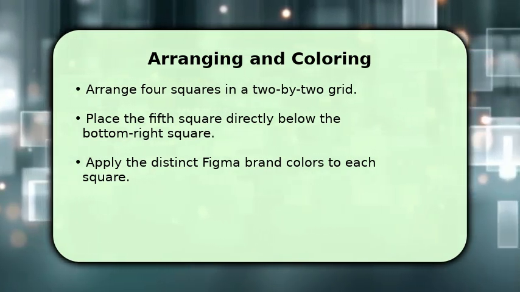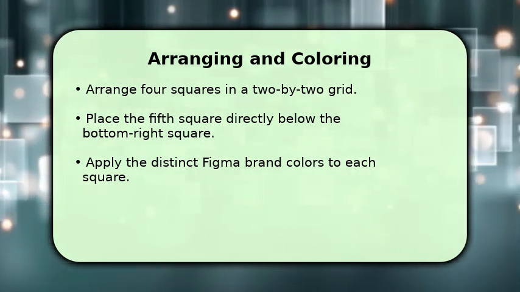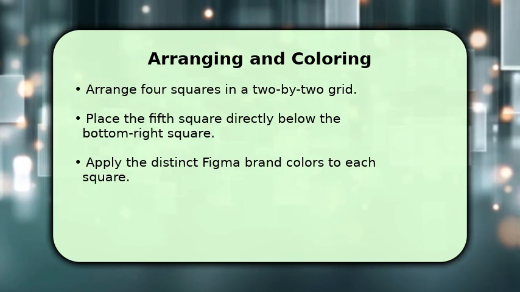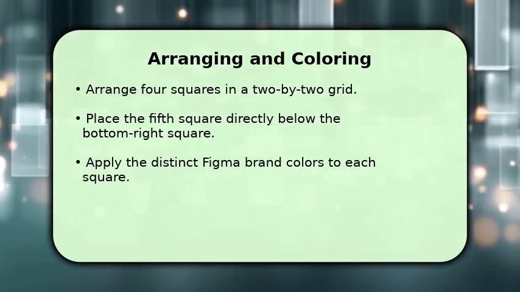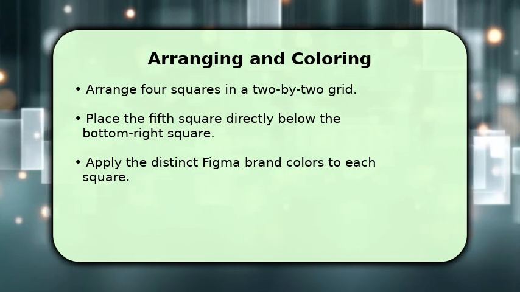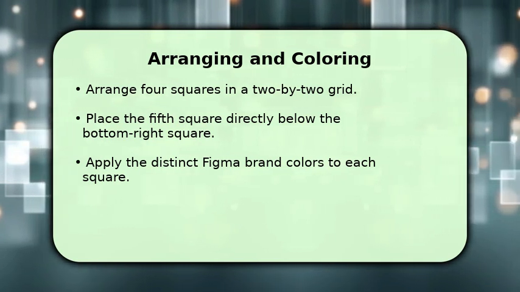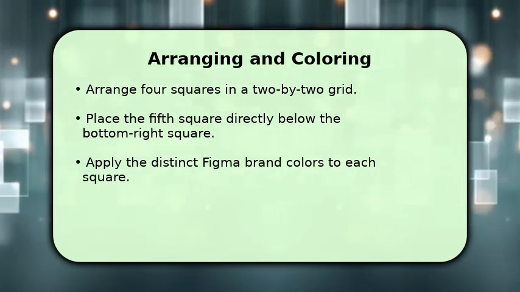Position 4 of your squares to create a 2x2 grid. Then take the 5th square and place it directly underneath the bottom right square of your grid. For the colors, assign the specific Figma brand colors to each square: pink, purple, blue, green, and orange. This arrangement and coloring bring the logo to life.